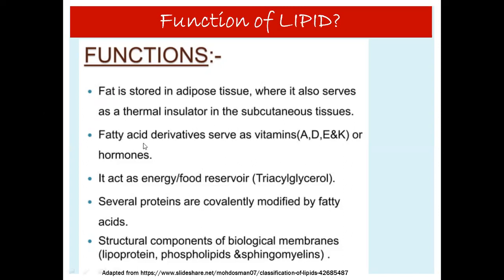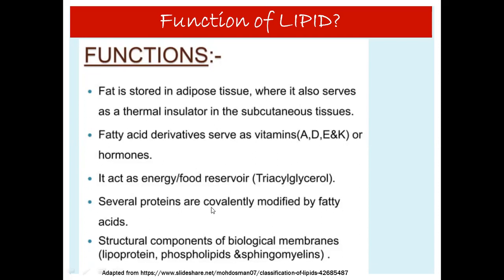Next, fatty acid derivatives serve as structural components of different types of vitamins. Examples of such vitamins are A, D, E, and K, which are made of different derivatives of fatty acids. Hormones are also chemically lipids. Next, lipids can act as an energy or food reservoir. An example of such lipids is triacylglycerols.